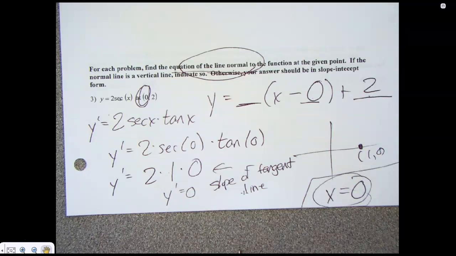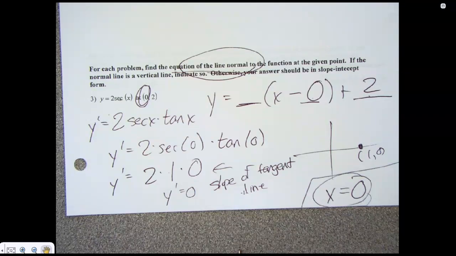You can think through that with numbers too. So if the slope of the tangent line is 0, how do we get to the normal slope? We flip it over and change the sign, right? So if you flip that over and change the sign, you'd have 0 on the bottom. And then that means undefined. And what kind of line has a slope that's undefined? A vertical line.